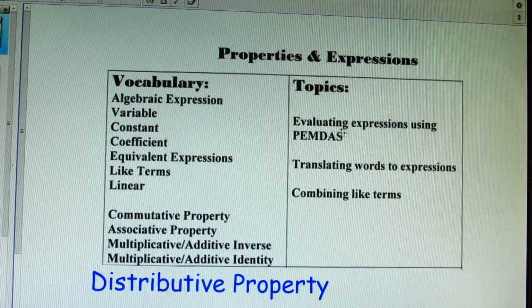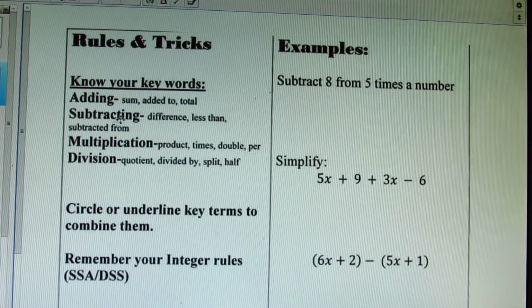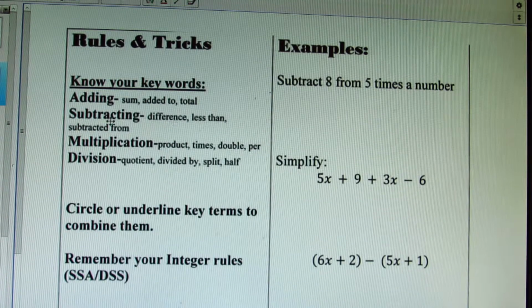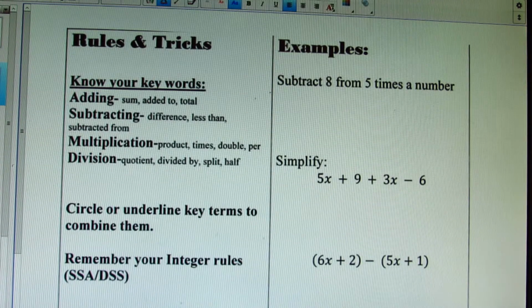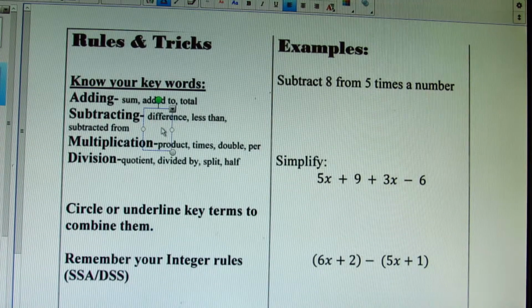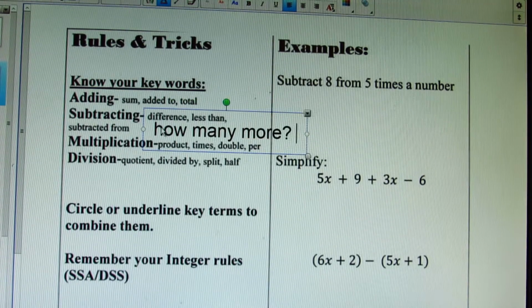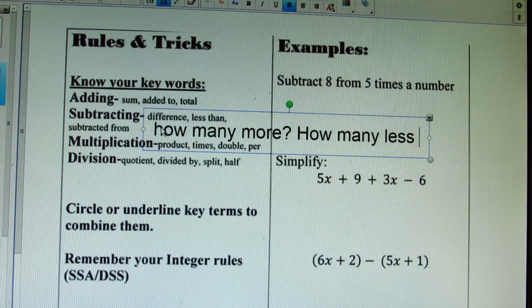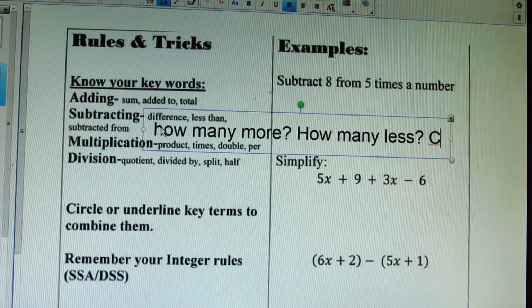Topics: evaluating expressions using PEMDAS, translating words into expressions, and combining like terms. Alright, so let's get started. Some basic keywords when I'm translating: adding, like the word sum, or added to, or total. Subtracting is like the word difference, less than, or subtracted from. Some additional words that you may want to add is if I want to say how many more, or how many less, or if I'm doing any kind of comparing.